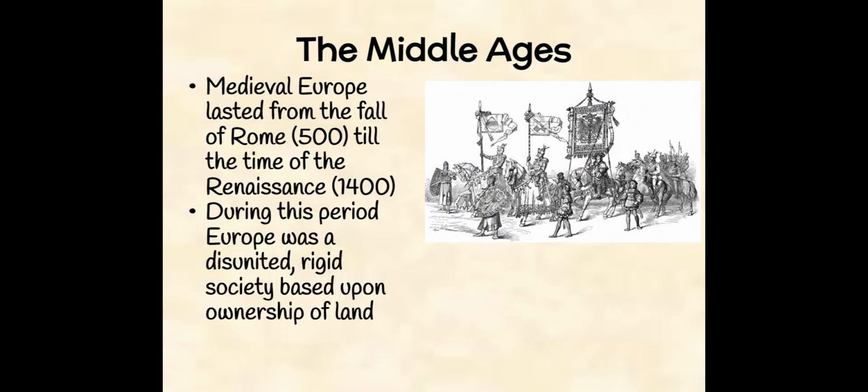Okay, so the Middle Ages, medieval Europe, lasted from the fall of the Roman Empire in 500 till about the time of the Renaissance, nearing the 1400s. During this period, Europe was a disunited, rigid society based on ownership of land.